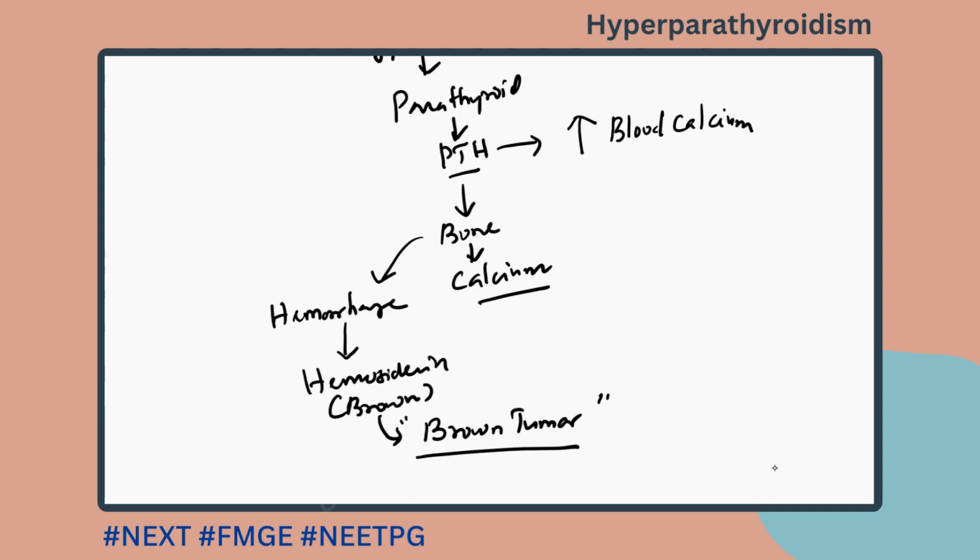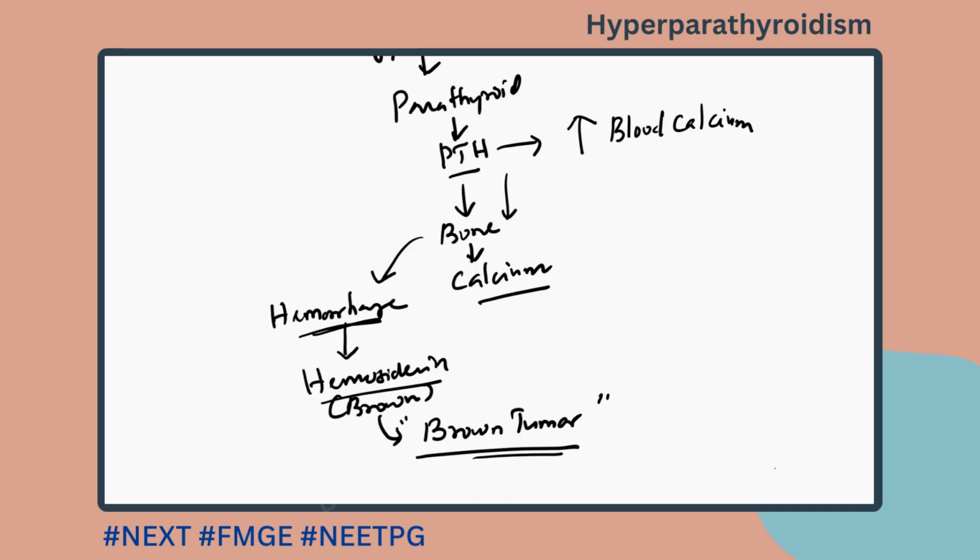So when the kidney is not functioning, parathormone will take all the calcium from the bone only, because there is no function of the kidney. When the kidney is not acting, vitamin D synthesis will not happen, and from the gut also calcium won't come. So only from the bone will parathormone be taking out calcium. The bone destruction will be so much. Hemorrhage occurs within the bone, and that hemorrhage converts into hemosiderin, which is brown in color. Hence the term brown tumor.